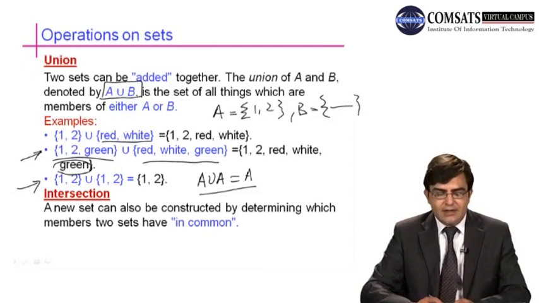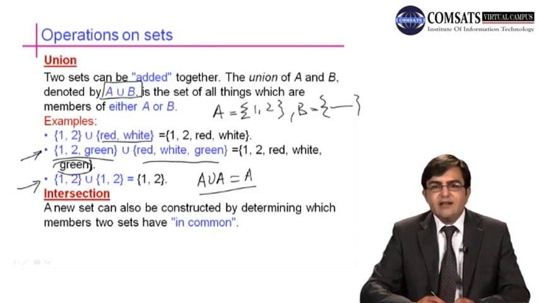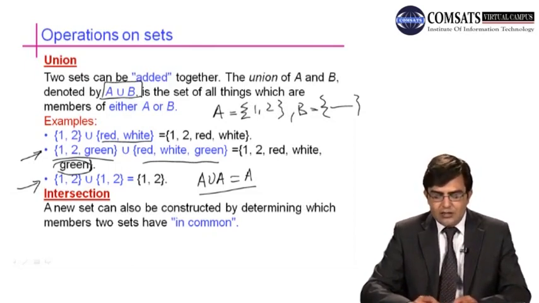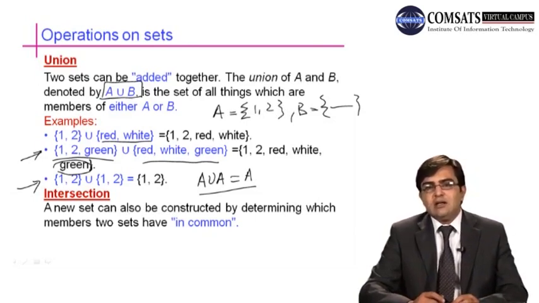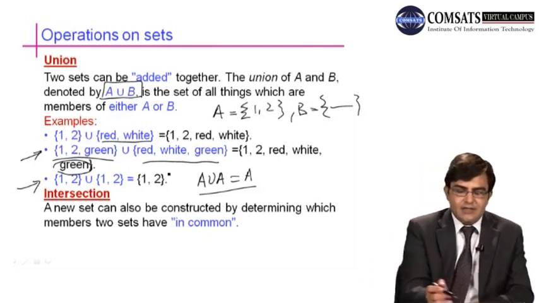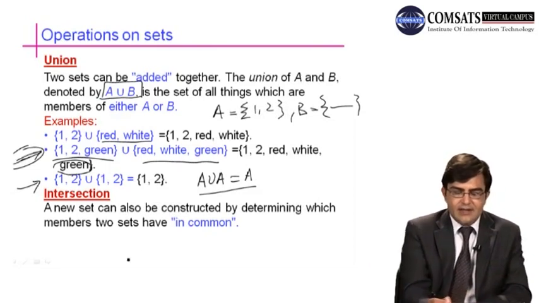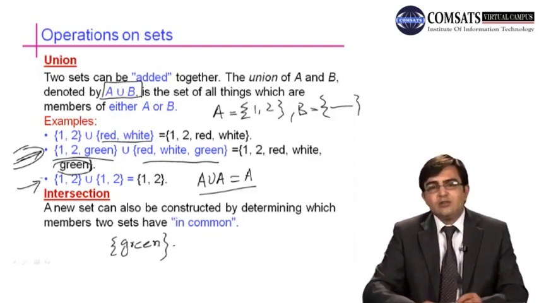Now the intersection of any two sets A and B. If we take up two sets A and B, then the intersection is basically another new set which takes only those elements in both sets which are common. For example, the intersection of these two sets in the second example will be a new set which contains only green. So in intersection we take up only those elements which are common in both sets.